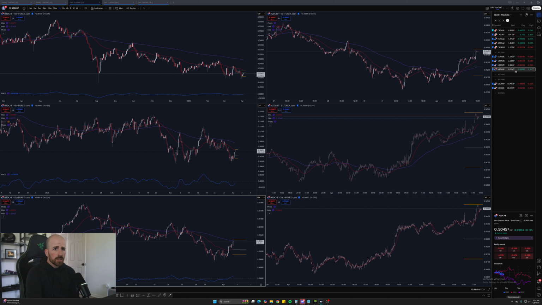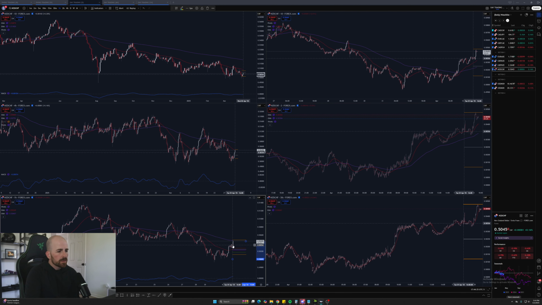Pretty similar. Kiwi Swiss, CAD Swiss. The Swiss had a pretty big move today too. A lot of Swiss weakness in the market today. What I don't love about this trade is that it's already sitting at R1 and the 250 4-hour EMA.